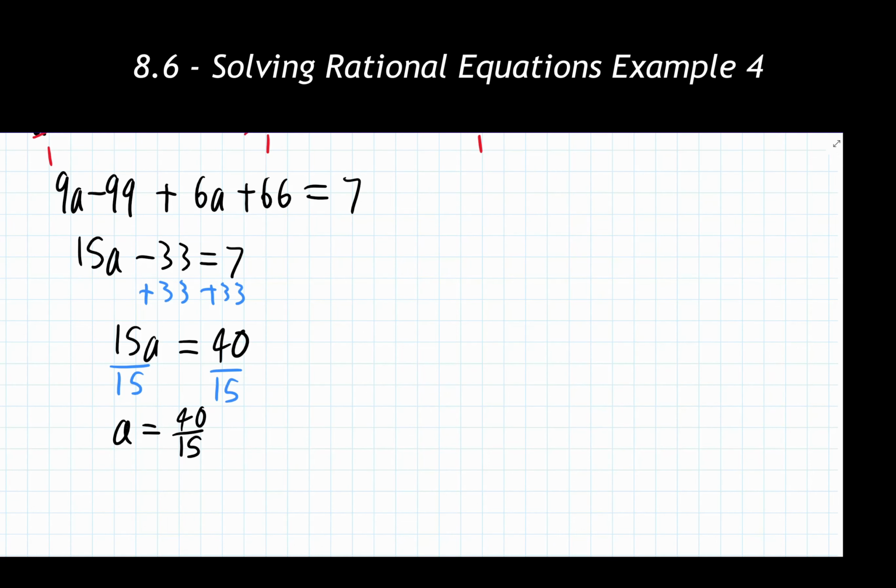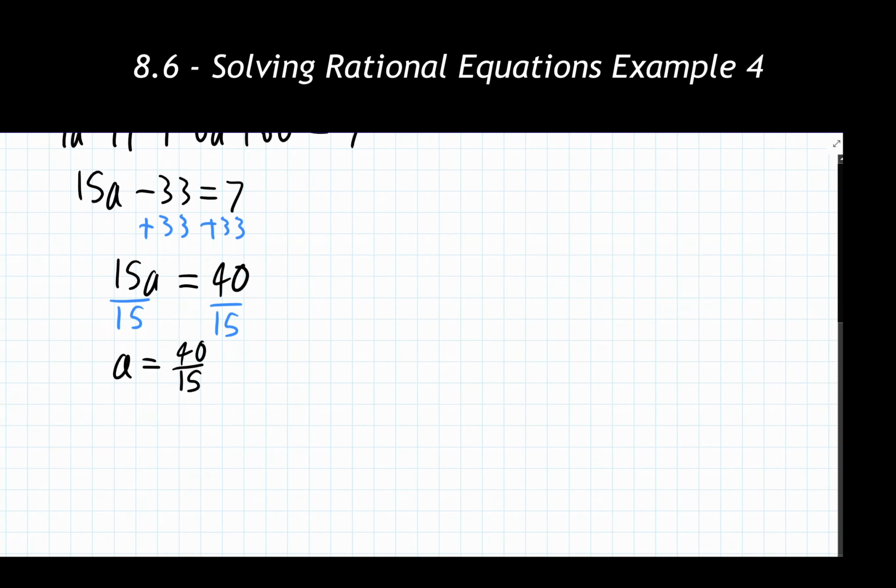Now I always need to reduce fractions down as best I possibly can. I think 5 is going to evenly divide into both 40 and 15. So I can reduce this down to be 8 over 3. So we just did step 4, solve the resulting equation, and we got a is equal to 8 over 3. Step 5 says we need to check our answers and compare that with the domain restrictions.